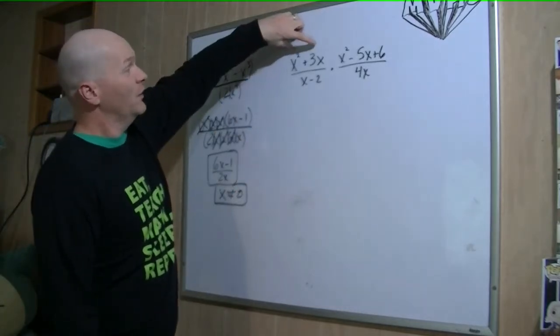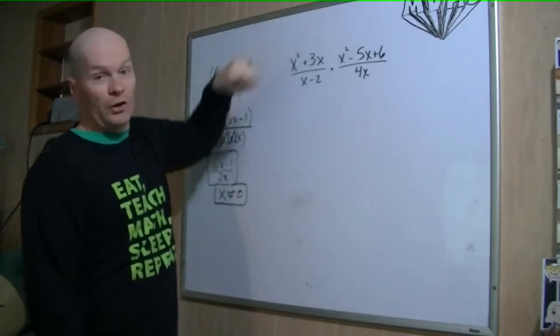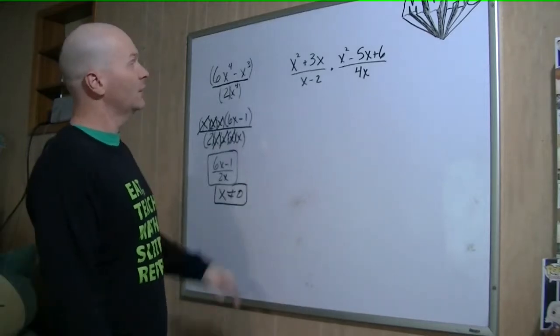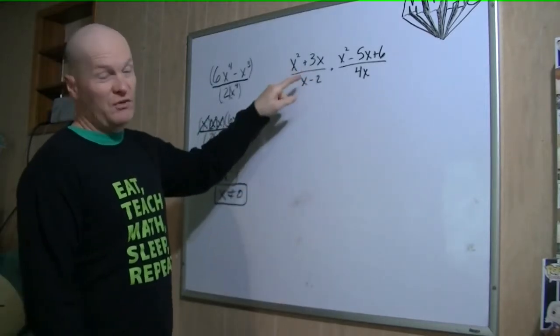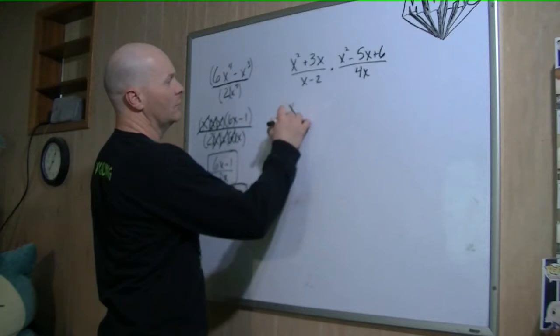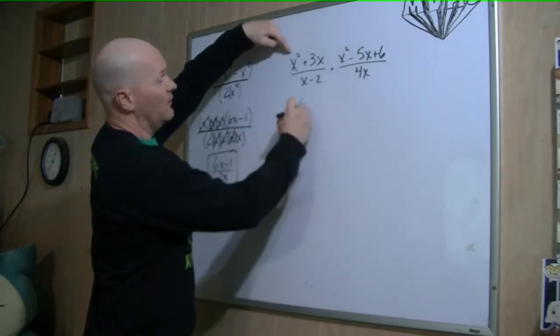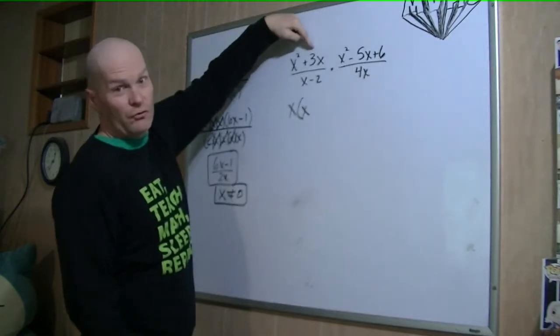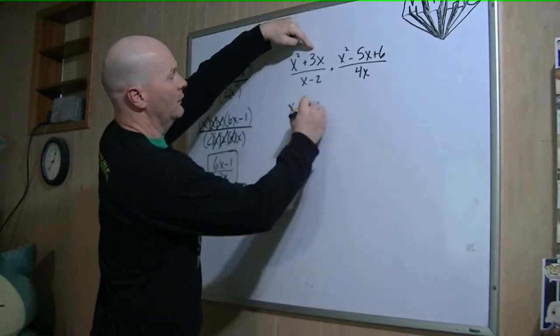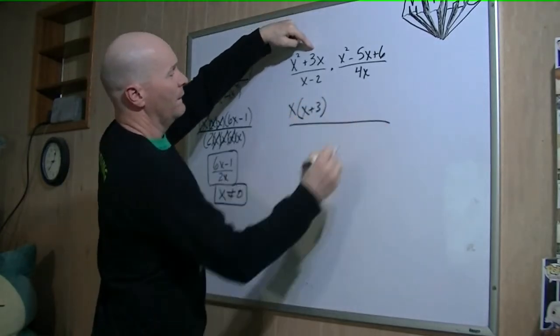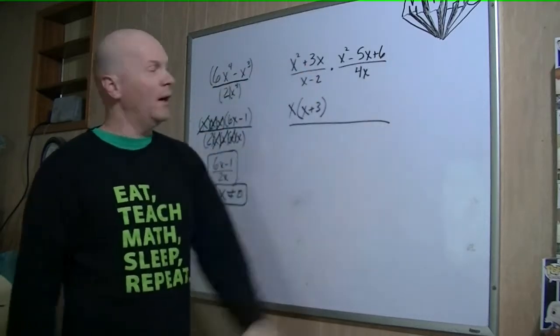So if we look at the top here, there's two terms, so we're going to look for the greatest common factor. The one thing that both of these have in common is an x. So I'm going to take x out. If I do x squared divided by x, I get 1x. If I do 3x divided by x, I get plus 3. And since this is multiplied, I'm just going to combine this into one big one.